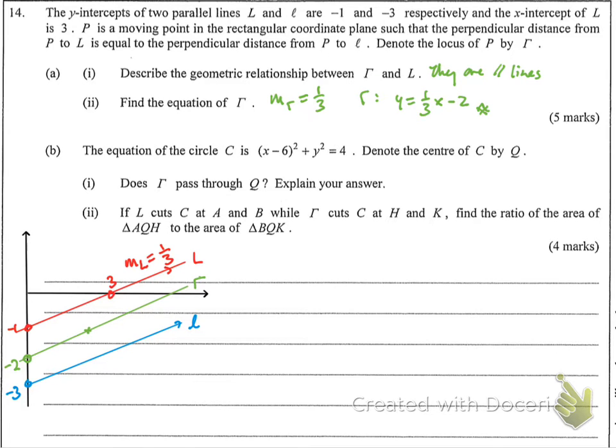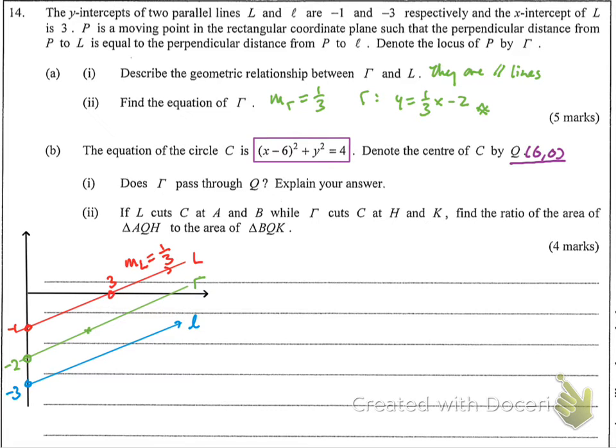So let's look at part B. In part B, there's a circle. Given the circle equation is (x - 6)² + y² = 4. That is the circle equation. Now, denote the center of C by Q. We have some idea about the center. From the standard form of the equation, we know that Q will be (6, 0), because that is the center. We read 6 and 0 from here.